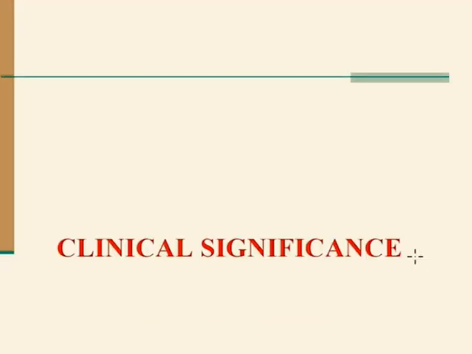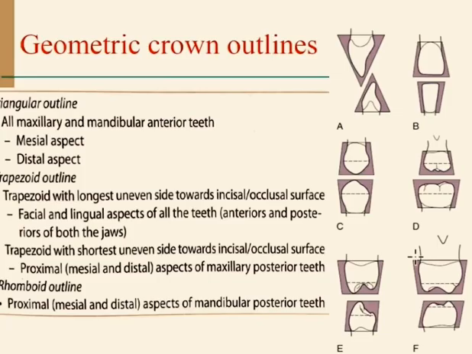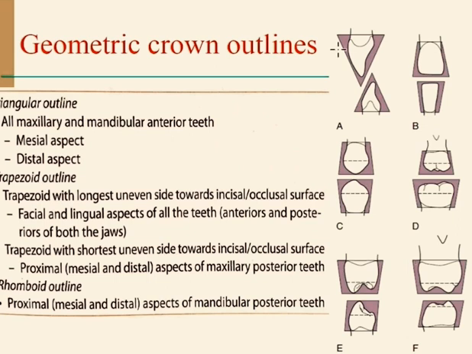Okay, the final point is the geometric crown outlines. You know that the shapes of the proximal surface are either triangular, trapezoidal, or rhomboidal in shape. Sometimes you get questions of this type.